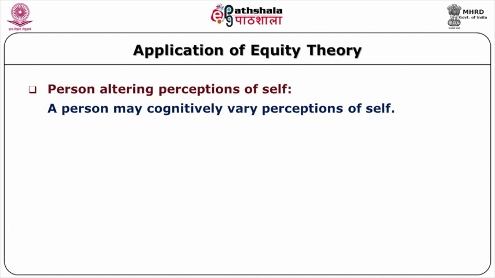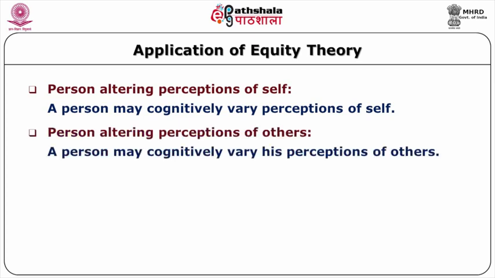A person may cognitively vary perceptions of self by convincing oneself that balance is achieved by distorting reality. For example, if I feel that my inputs in the form of efforts put in at the workplace are less than my colleagues' inputs, then I would convince myself that though I may put in less effort, I spend more time at my workplace, though not doing any productive work.